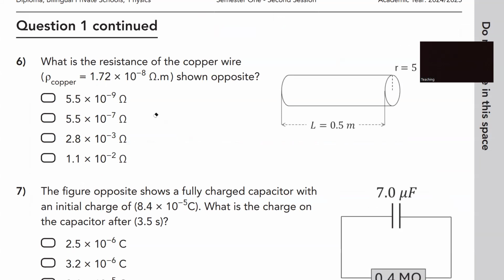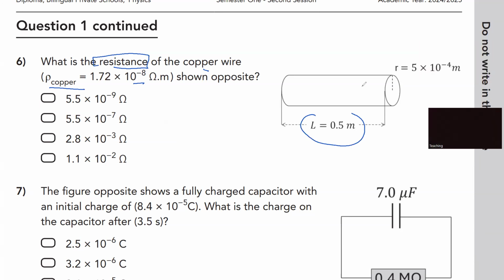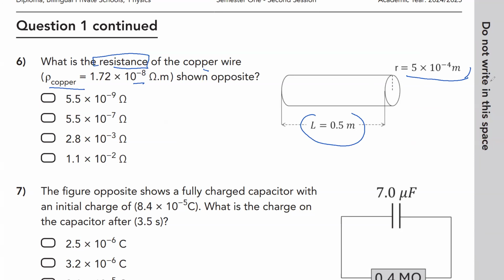Our question number 6 is also a very simple one, not a difficult one. First of all, you have to read the question. What is the resistance? They are talking about the resistance of a copper wire whose resistivity is 1.72 times 10 power minus 8 ohm meter. Remember, resistivity is given and they are asking for the resistance. The length is also given, which is 0.5 meter, and the radius is also given, which is 5 multiplied by 10 power minus 4. In this way, you can find the resistance of this wire.